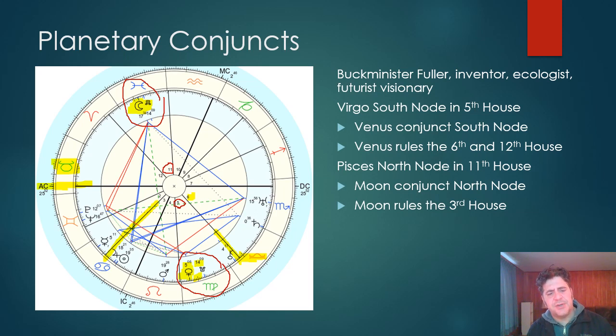So you can kind of see the direction of his life with his South and North Node, and also see how Venus has to do with who he was as a scientist, as someone who's analytical, and Moon has to do with his emotions and his feelings of wanting a greater vision, a more spiritual, otherworldly view on life, which made him the great visionary that he was.